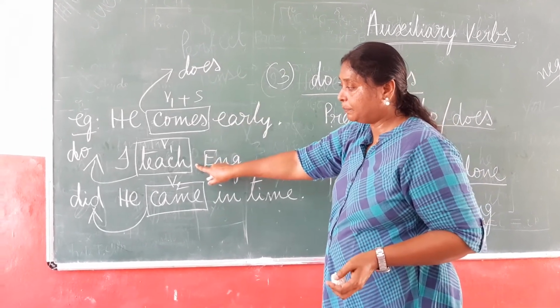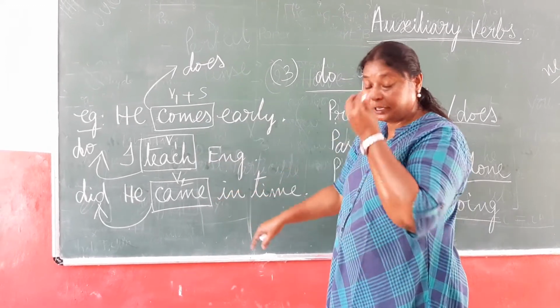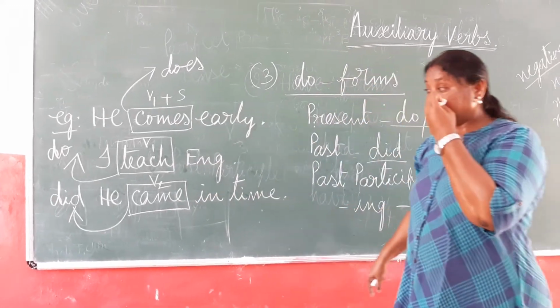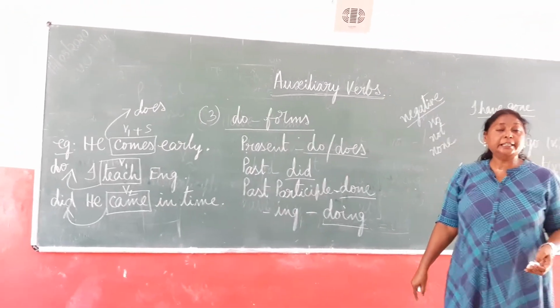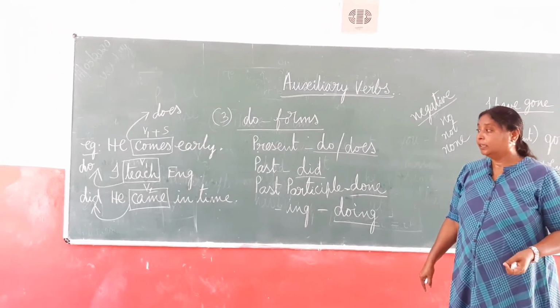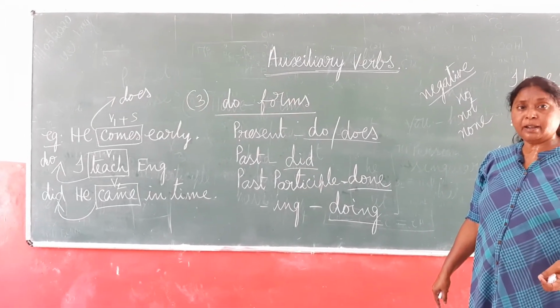If the verb is only present, we use do. If the verb is past, we use did. So for the sentence, he came in time, the negative is, he did not come in time. For the sentence, he came in time, the question is, when did he come?